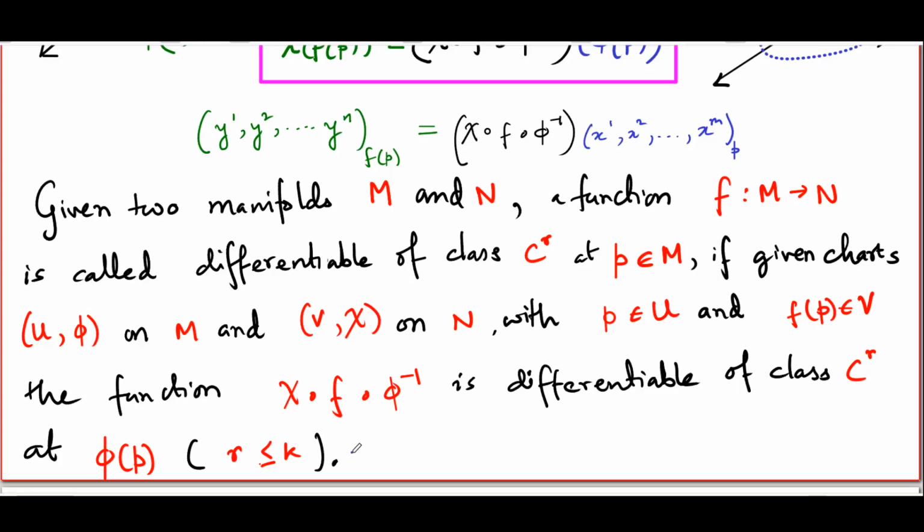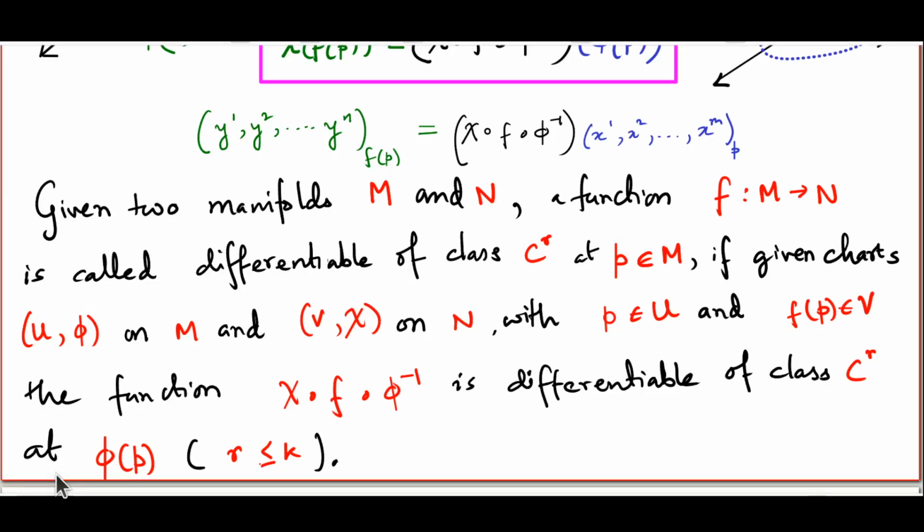Now, in this case, the proxy function that we use is chi composite f composite phi inverse, which is a map from m real numbers to n real numbers. And if this function is differentiable of class C^R at phi of P, we are going to call the function f differentiable of class C^R. Once again, in order that this statement makes sense, even if we change the chart or charts that we are using, we must keep to a value of R which is smaller than or at best equal to K.